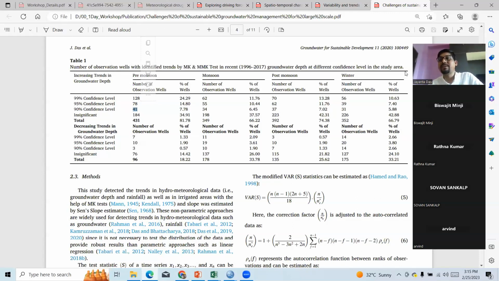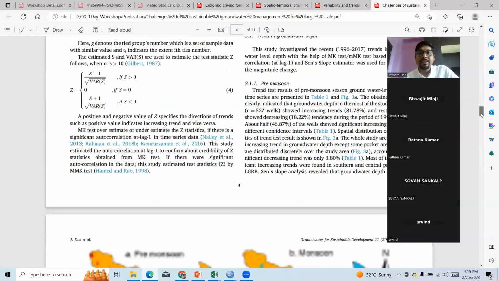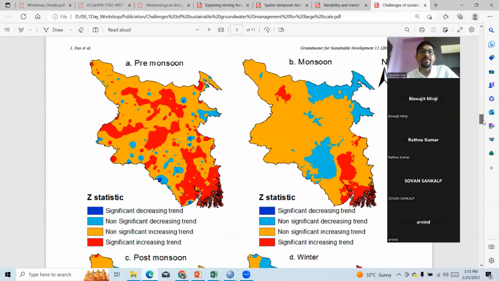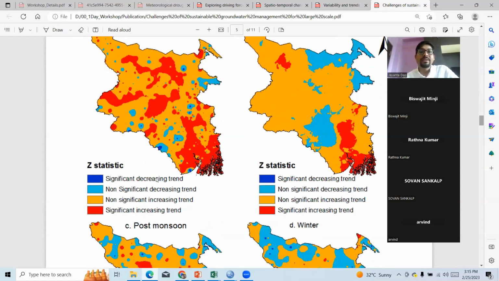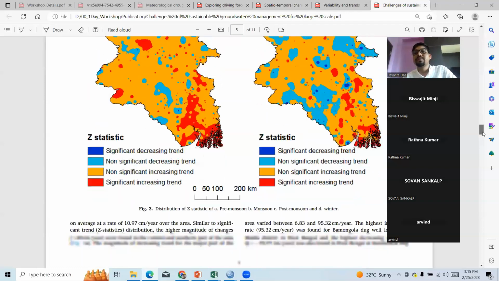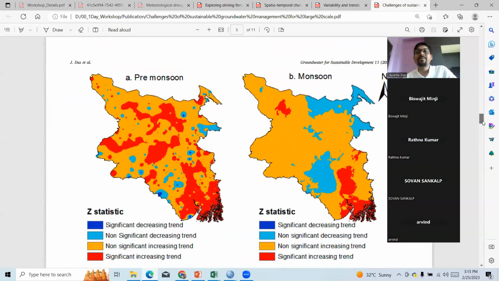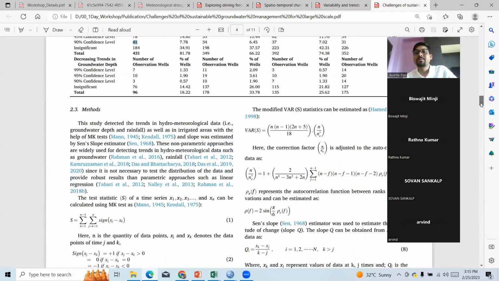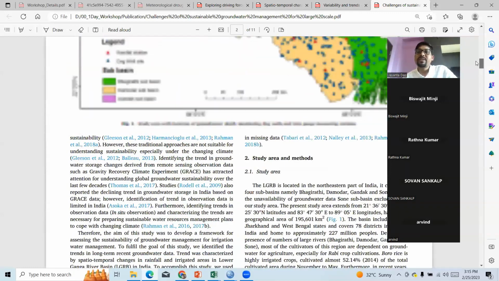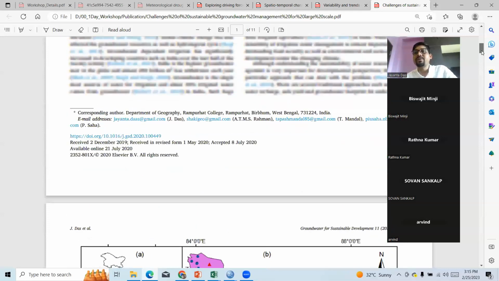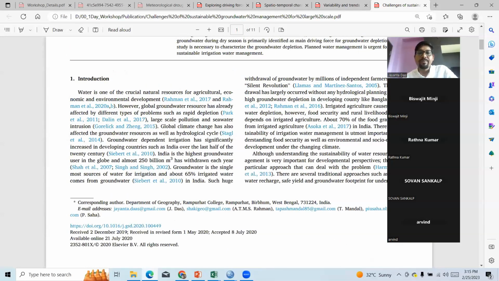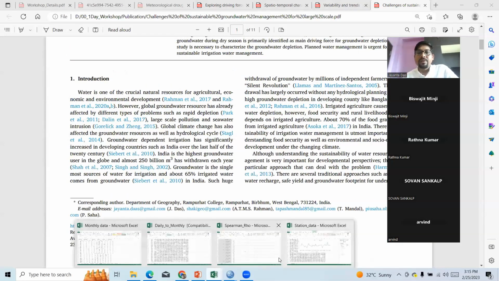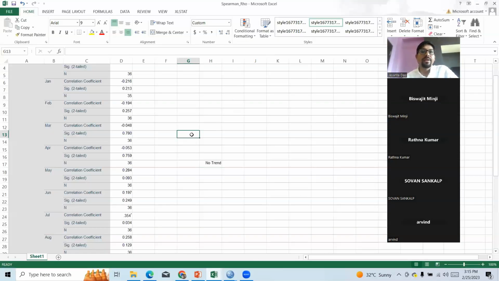We can visualize it on a map. See, we have prepared this map from the statistics: significant decreasing trend, non-significant decreasing trend, non-significant increasing trend, and significant increasing trend. Then we can prepare this map. Similarly, we can use Spearman's Rho to prepare this table.